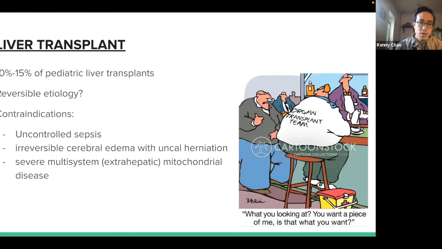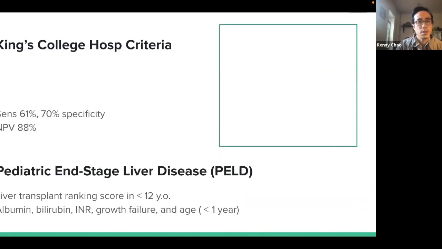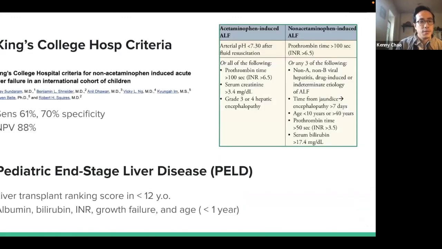There are a few contraindications like uncontrolled sepsis, pretty severe cerebral edema that's likely irreversible or causing irreversible damage, and then multi-system mitochondrial disease, which has a pretty poor overall prognosis. I just want you guys to be familiar with these scoring systems, although they probably won't play a huge role in the ED. The King's College Hospital criteria, we use this on the adult side too, in that if you hit one of these criteria, you should be transported to a transplant center.